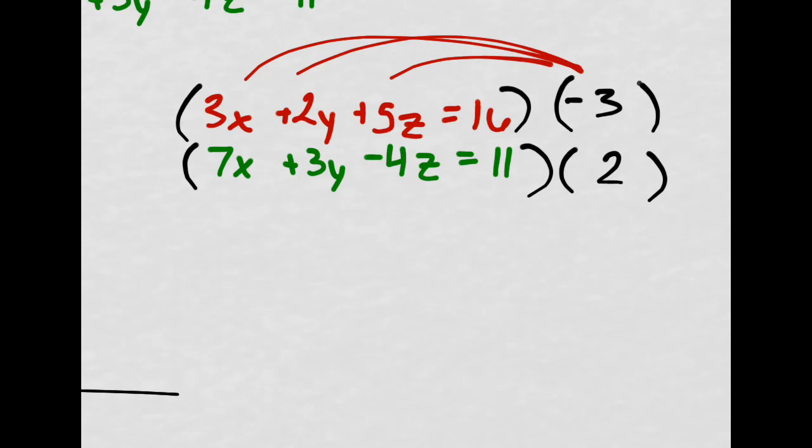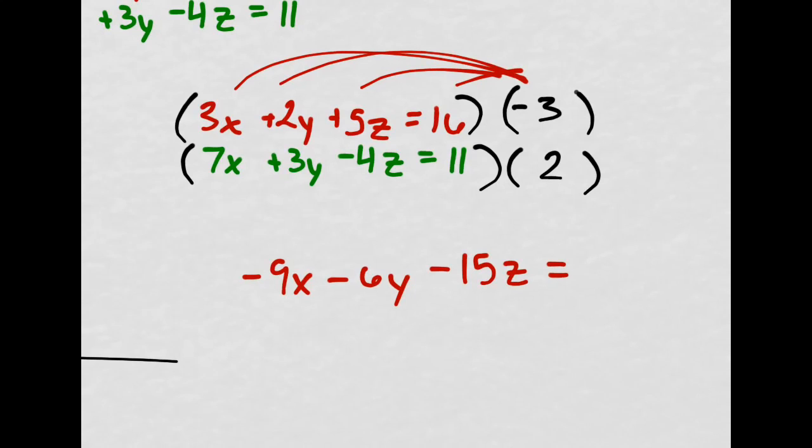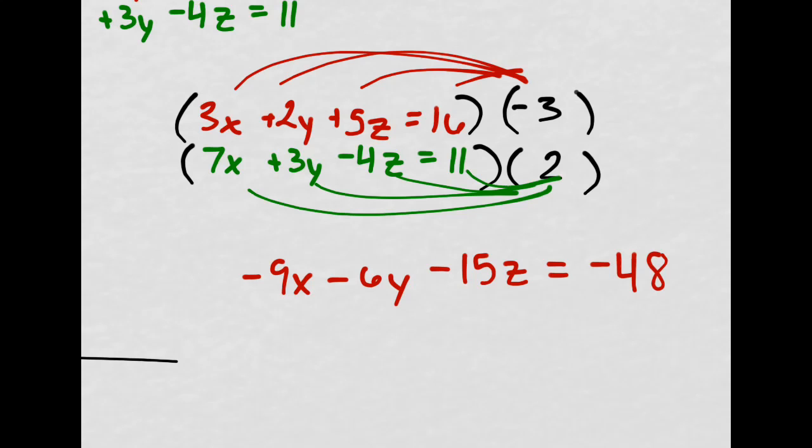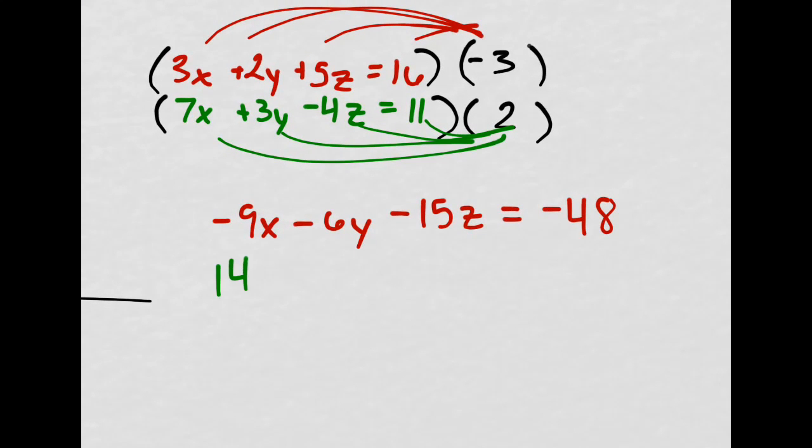So I'll distribute in the top, and I'll get -9x minus 6y minus 15z equals, I can't do that, it's 30 plus 18, 48, -48. Is that right? Yeah, cool. And then distribute in the bottom to all four pieces, and I get 14x plus 6y, now they're opposites, minus 8z equals positive 22. And I do the same thing.